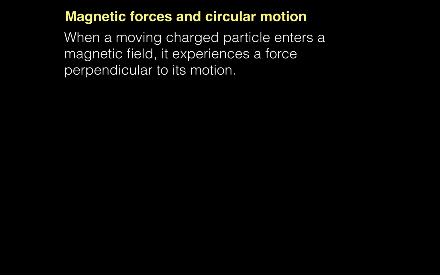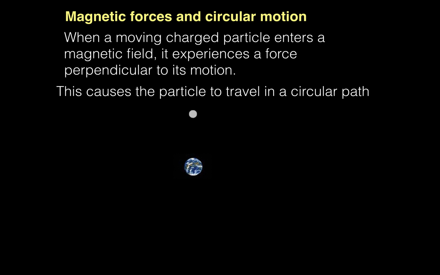Magnetic forces and circular motion. When a moving charged particle enters a magnetic field, it experiences a force perpendicular to its motion. We've seen this situation before. Whenever a particle experiences a force perpendicular to its motion, it starts to move in a parabolic or circular path. This causes the particle in the magnetic field to travel in a circular path.